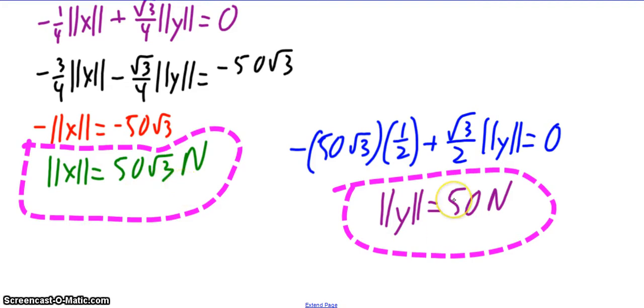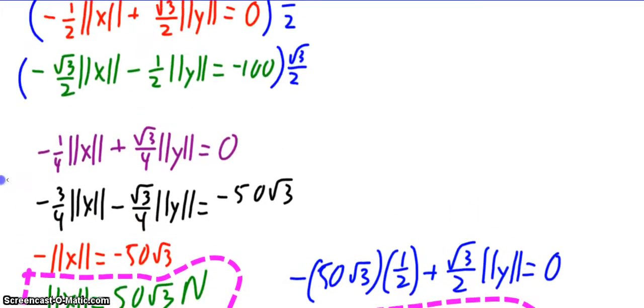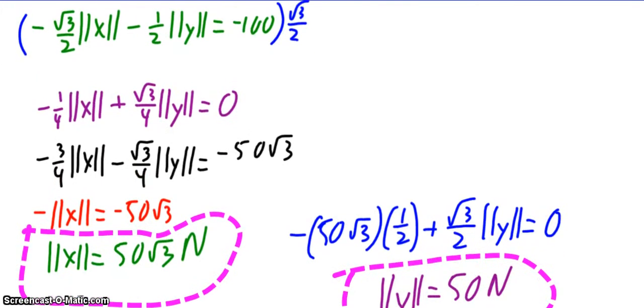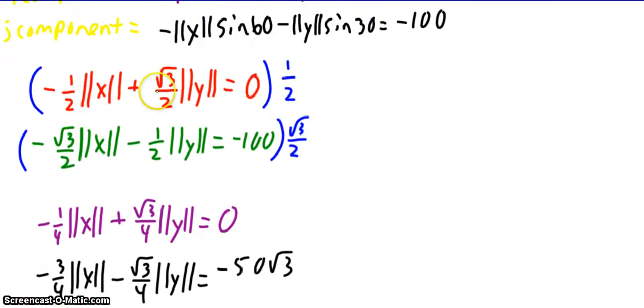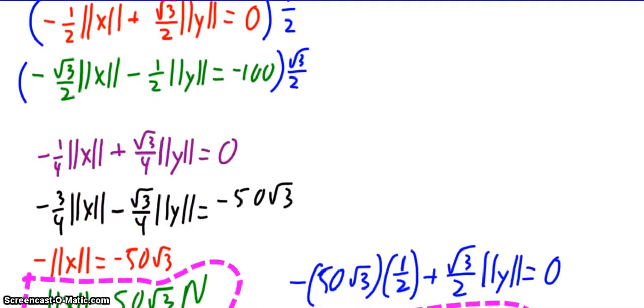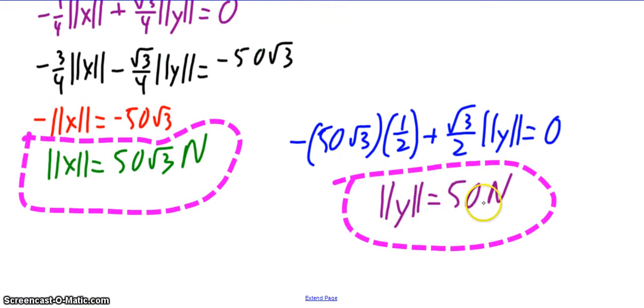Now to find the magnitude of Y, I went back to this equation right here, and I plugged in the magnitude of X. So that's where I got the 1/2, the negative, and then the 50 root 3, plus root 3 over 2, magnitude of Y equals 0. Solve that for the magnitude of Y, and you end up with 50 newtons.